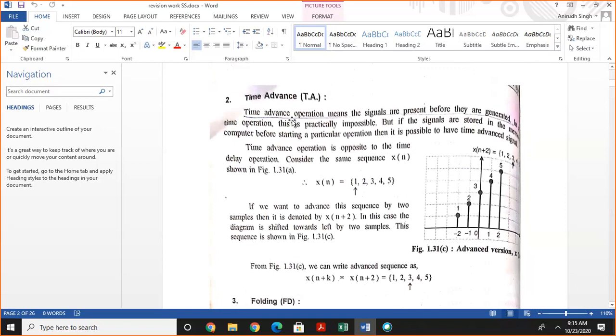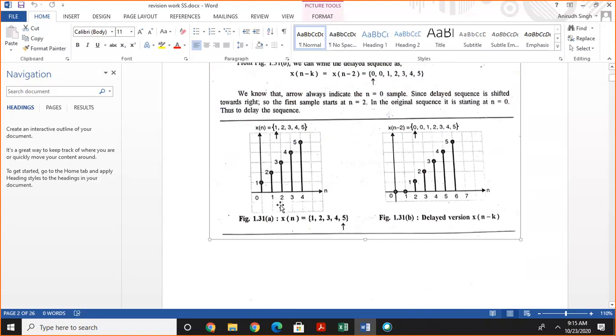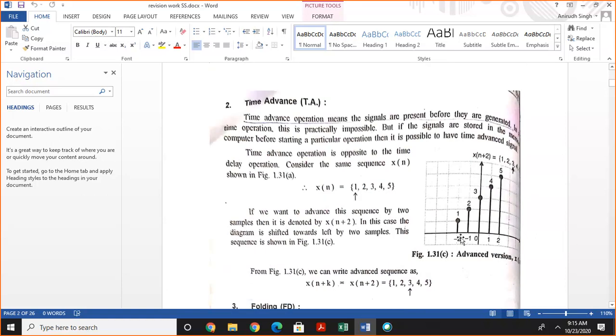Time advance: signals are present before they are generated. Suppose the original signal is this, means when n is 0, the signal is present. But in this case the same signal is present when n is equal to minus 2. Means the signal is present before it is generated. So this is the advanced signal, and the advanced signal is represented by x of n plus 2.